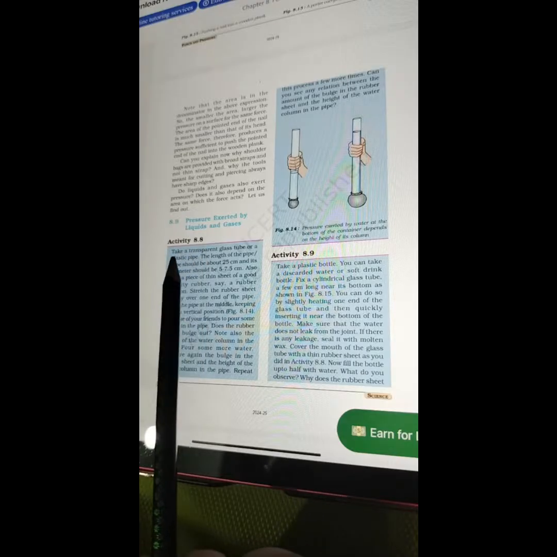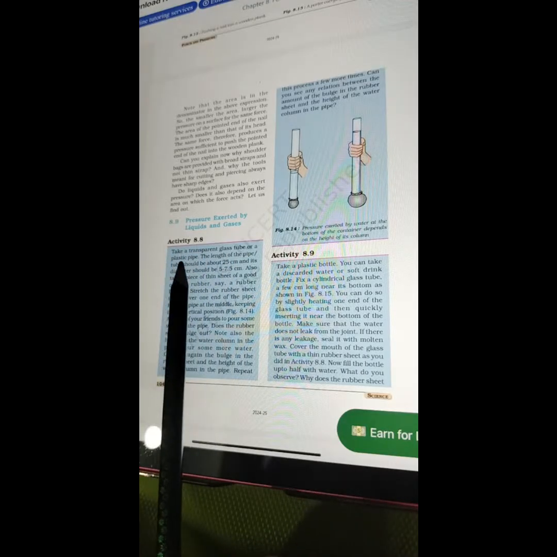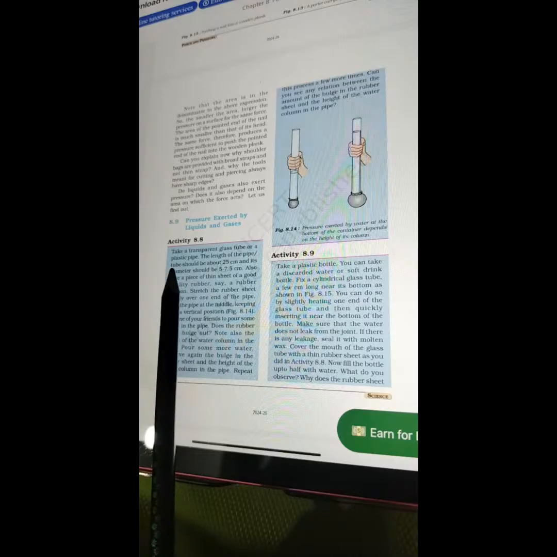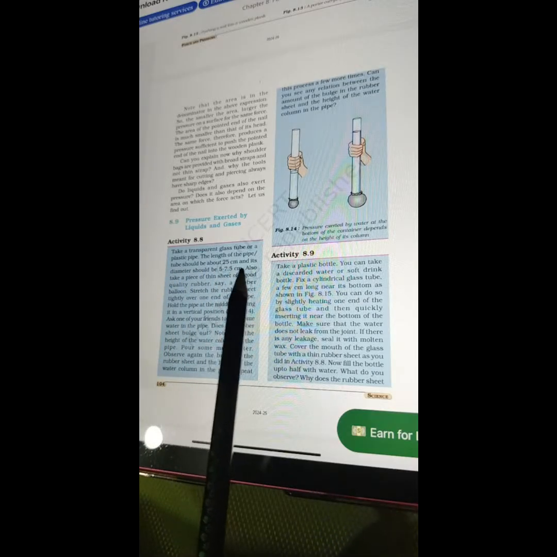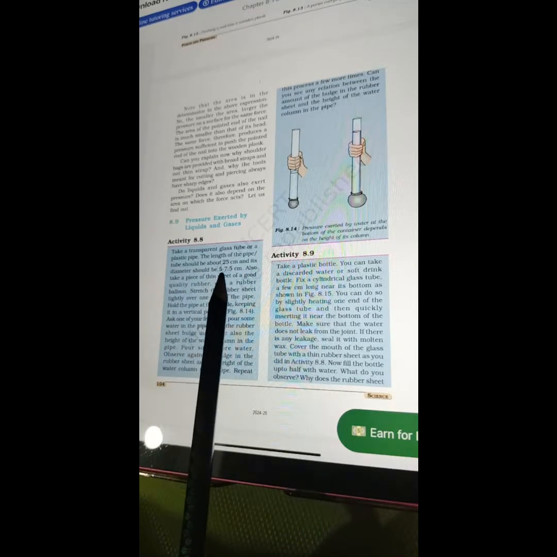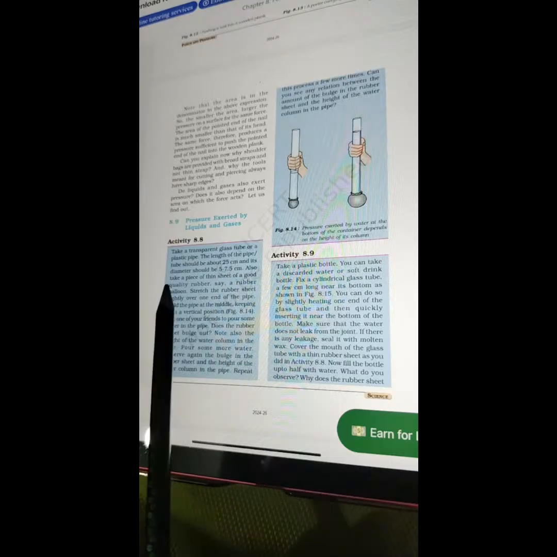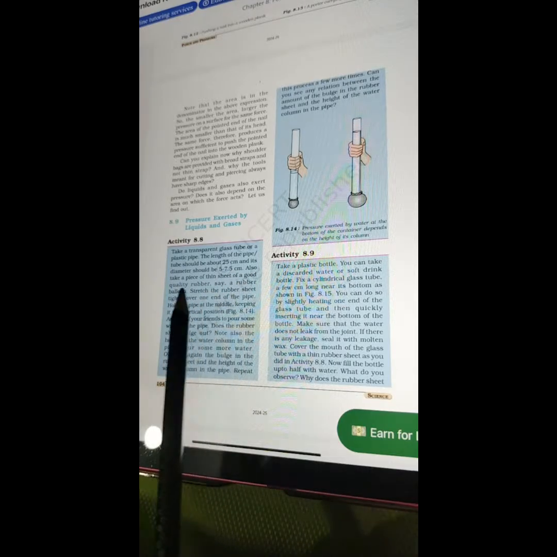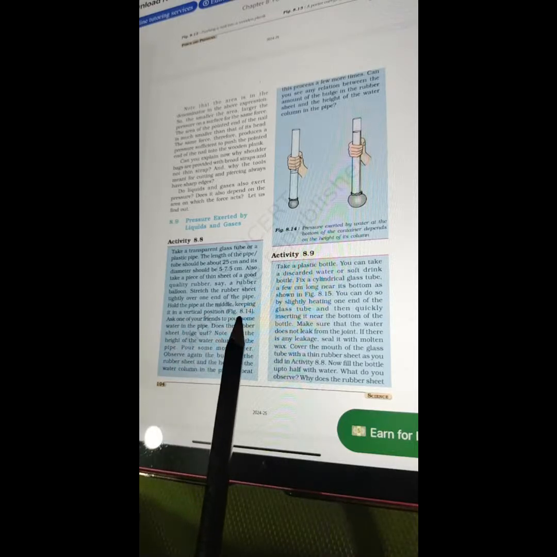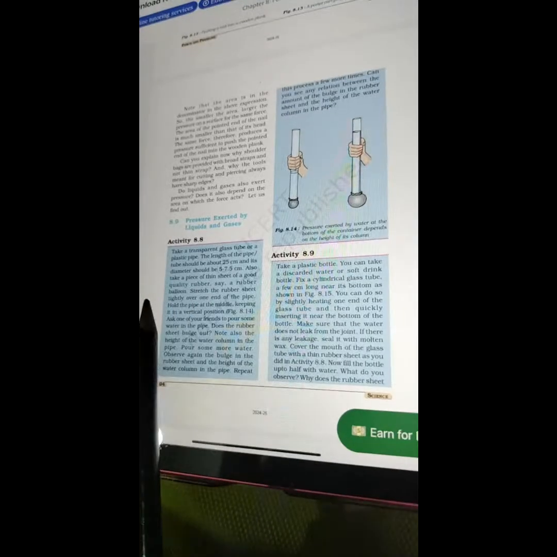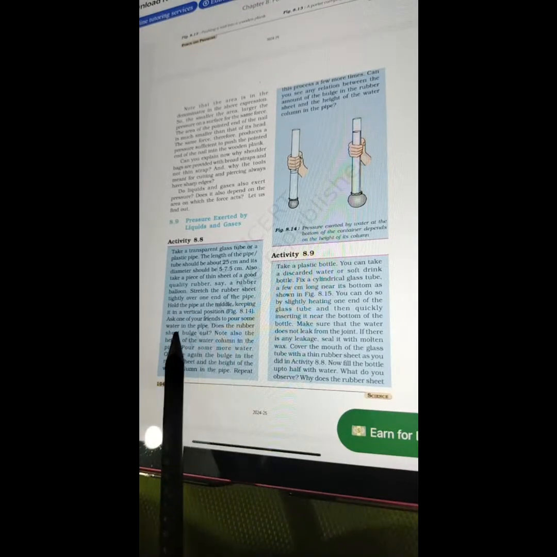Activity 8.8. Take a transparent glass tube or a plastic pipe. The length of the pipe should be about 25 centimeters and its diameter should be 5 to 7.5 centimeters. Also take a piece of thin sheet of good quality rubber, say a rubber balloon. Stretch the rubber sheet tightly over one end of the pipe. Hold the pipe at the middle, keeping it in a vertical position as shown in the figure. Ask one of your friends to pour some water in the pipe.